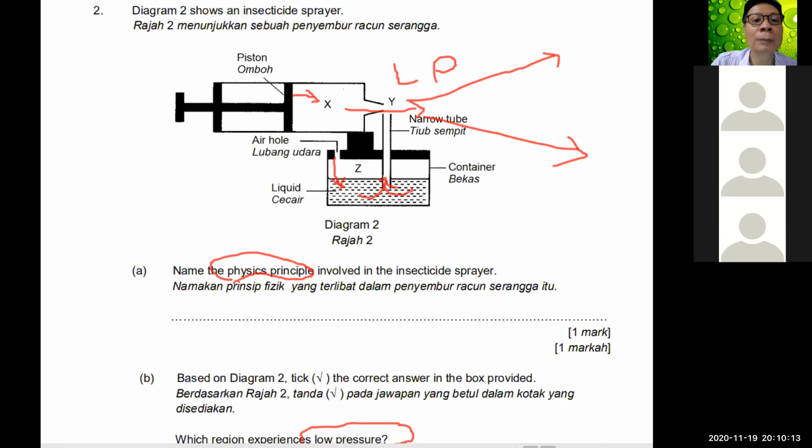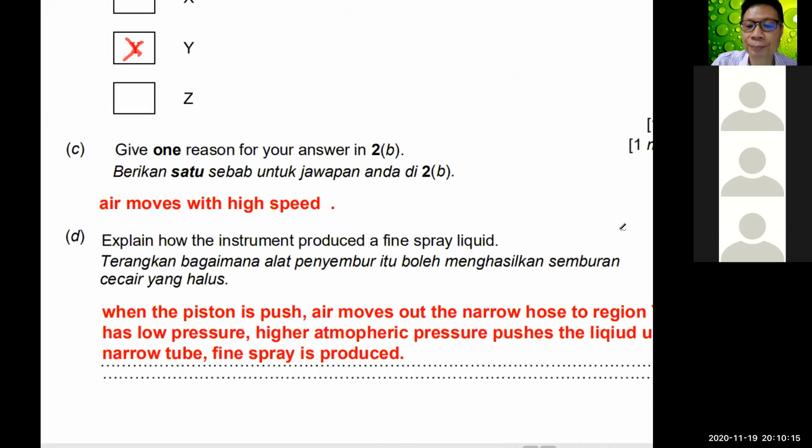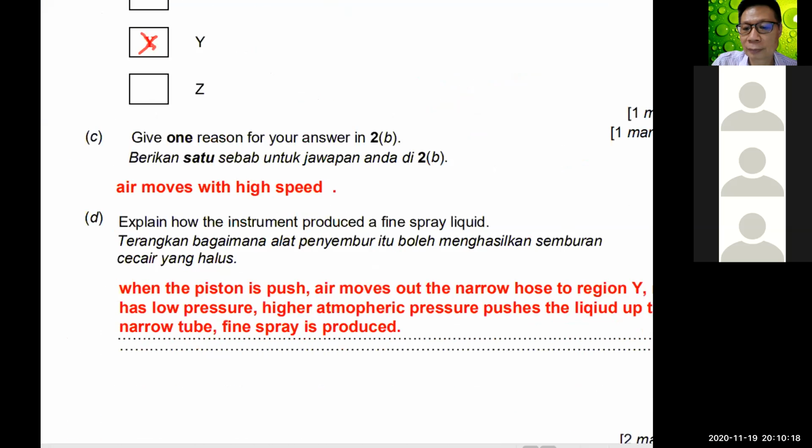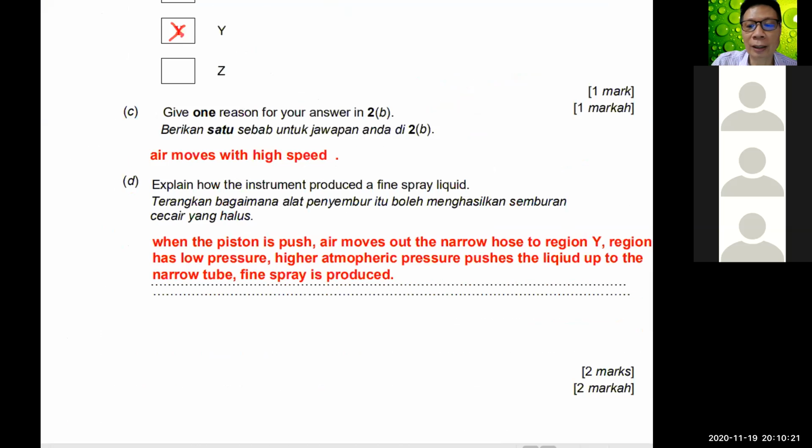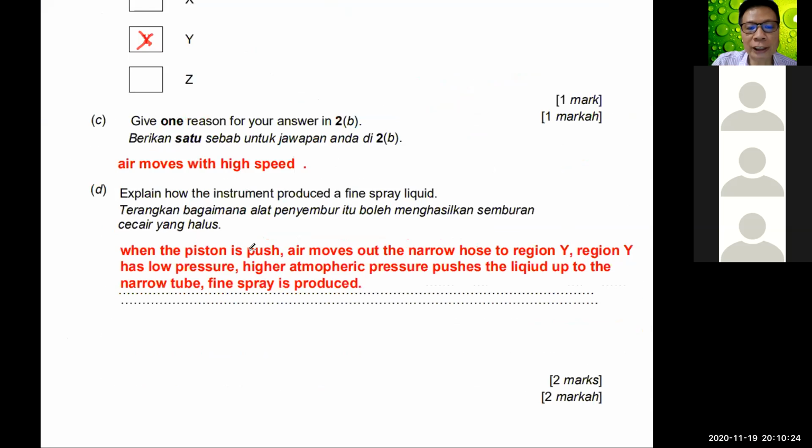Okay, now you can see the answer. The answer is here. Now, when the piston is pushed, air moves out through the narrow holes to region Y. Region Y has low pressure. This is because of Bernoulli's principle. Then the higher atmospheric pressure pushes the liquid up the narrow tube. And finally, a fine spray is produced.